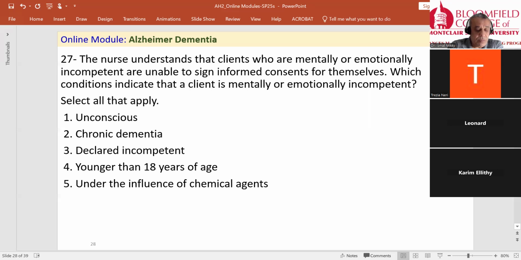27. The nurse understands that clients who are mentally or emotionally incompetent are unable to sign informed consents for themselves. Which conditions indicate that a client is mentally or emotionally incompetent?